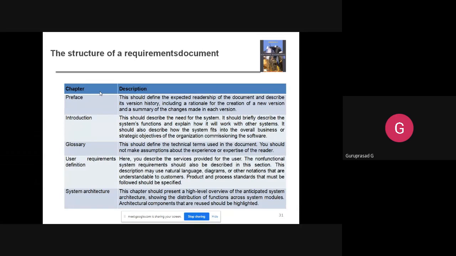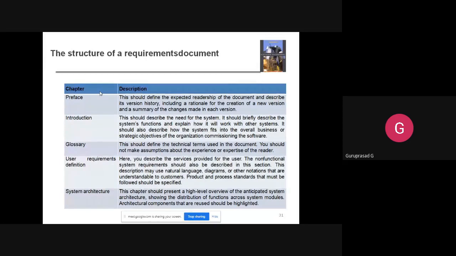Preface, introduction part. This will describe the need for the system, what the functions are, and how it will work with other systems. Glossary, what is a glossary? Technical terms used in the document. That means when you write a requirements document, you should have a proper format, correct? So that format is given to you.